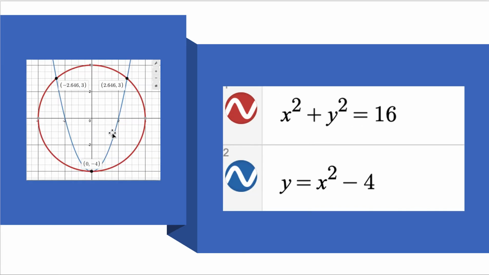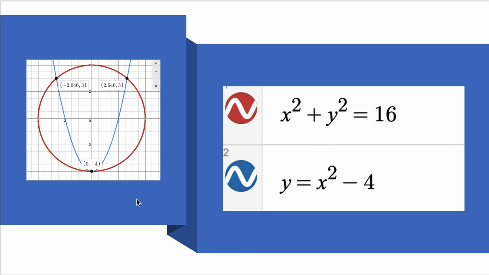Now case 4, we have 3 points of intersection, and one of the cases is when we have x squared plus y squared is 16, and y squared is equal to x squared minus 4. For example, here we have 1 point and those 2 points here, so there are 3 points of intersection.